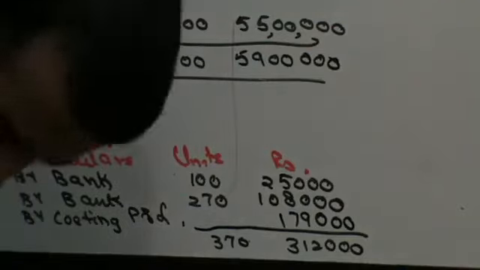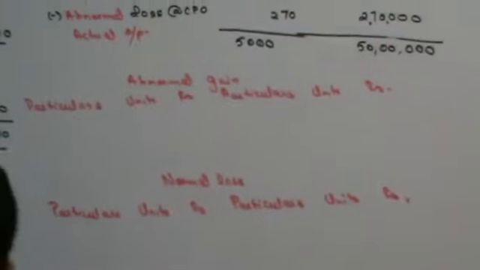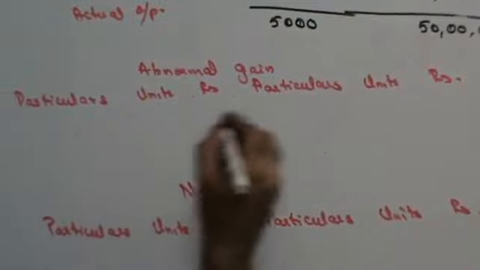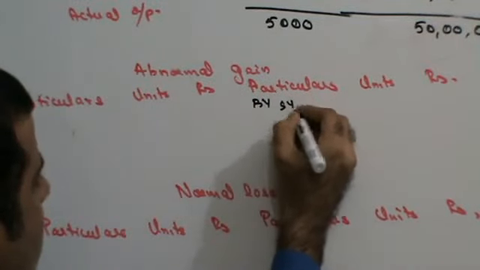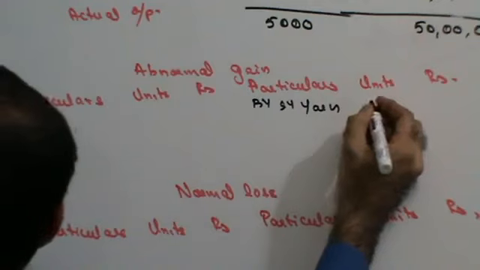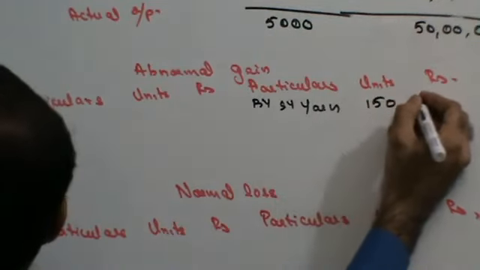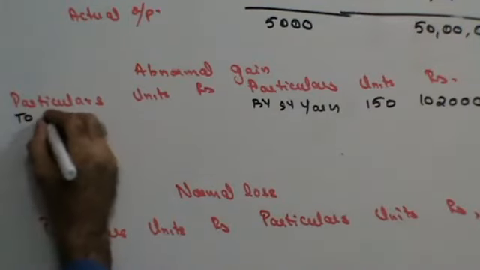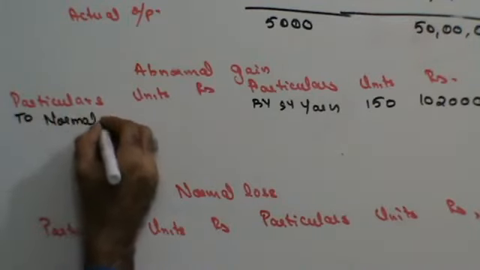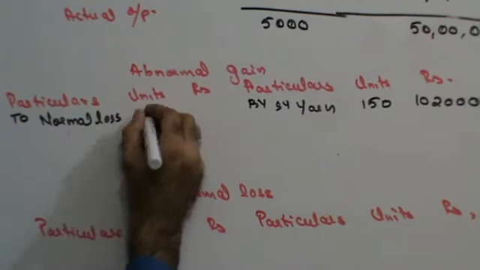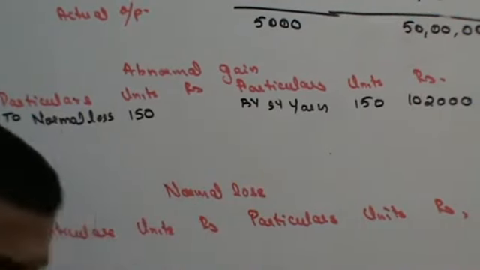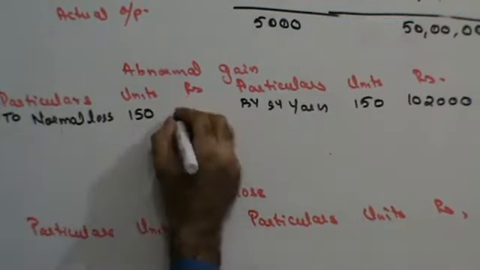Next, let's move on to the abnormal gain account. Where do I have abnormal gain in this? I have abnormal gain in SY process. So this is going to be by SY yarn. In SY process, my abnormal gain is 150 units and 1,02,000. How do I tally this? To normal loss, 150 units and multiply it by the scrap value. The scrap value is 300. So 150 into 300 is going to be 45,000.